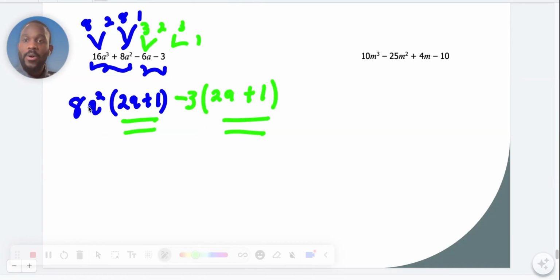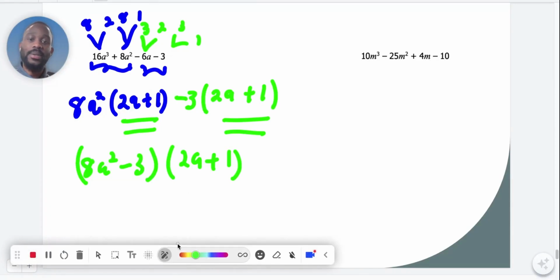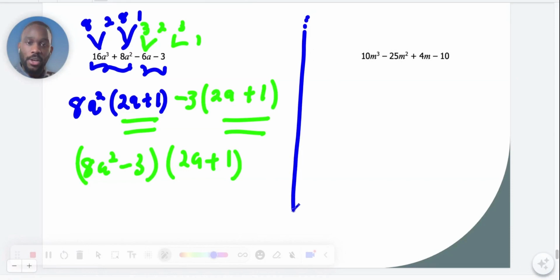So I'm going to combine what is outside the parentheses. What I mean is 8a squared minus 3, and then into 2a plus 1. Because this is appearing twice, I can write it once, and then combine what is outside the parentheses. So that's how we deal with that. And then let's look at the last example before we introduce something new.